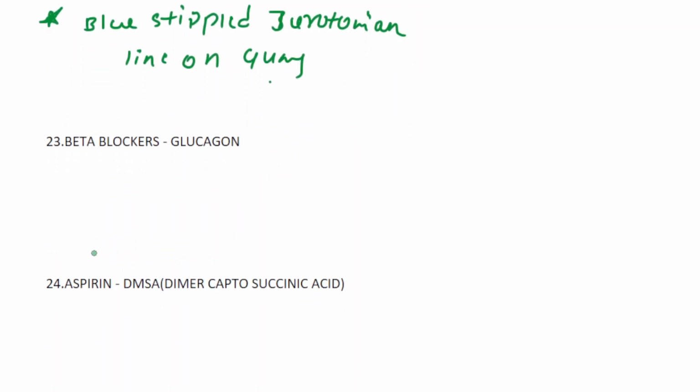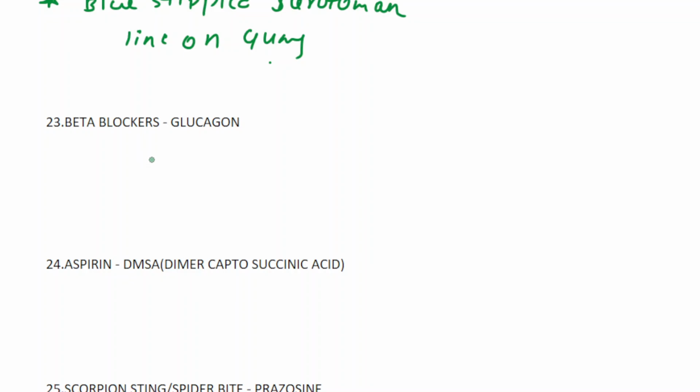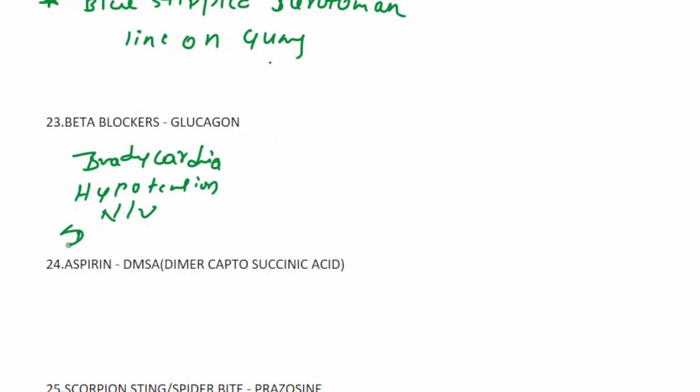Next one is beta blocker. For beta blocker, glucagon is the antidote. Beta blockers are propranolol, atenolol, and metoprolol. The adverse effects of overdose of beta blockers are bradycardia, hypotension, nausea, vomiting, and dizziness.